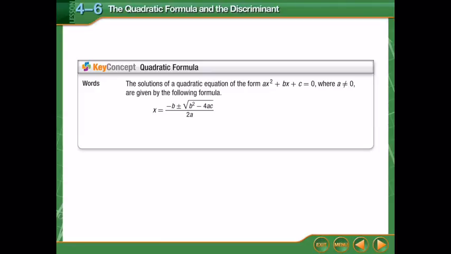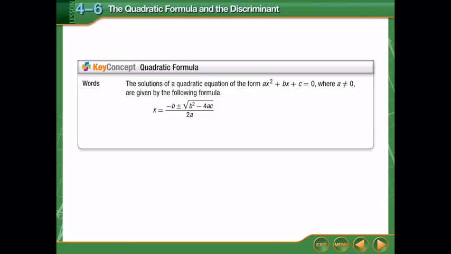Okay, so this says the solutions of a quadratic equation of the form ax squared plus bx plus c equals 0, where a cannot equal 0, are given by the following formula. So x equals negative b plus or minus the square root of b squared minus 4ac all over 2a. So a, b, and c are the coefficients from the quadratic equation, and you're going to plug those into the quadratic formula where they belong.